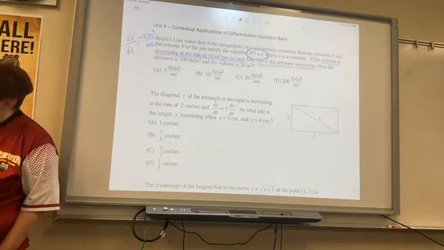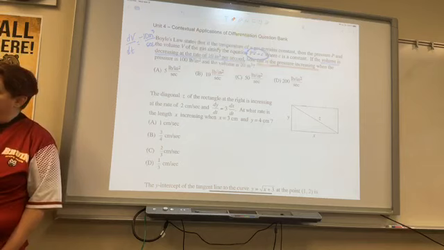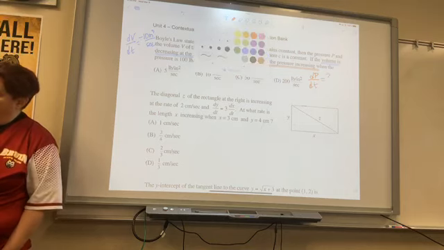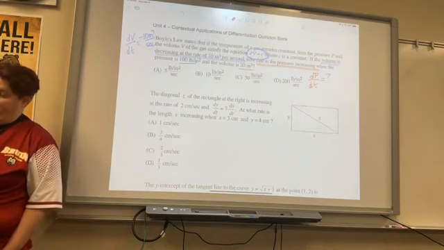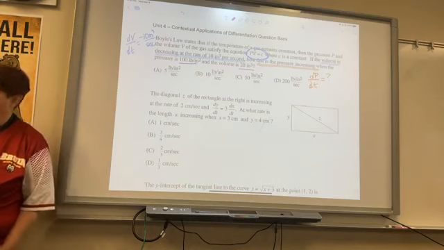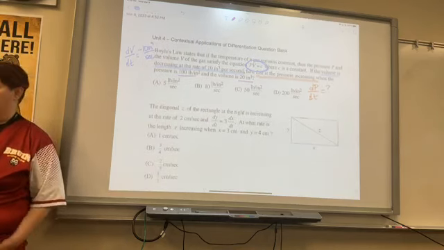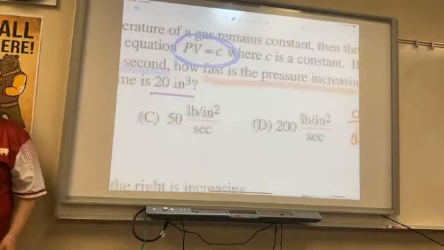How fast is the pressure increasing? What are we looking for? dP/dt equals question mark. I literally taught y'all that. When the pressure is 100 and the volume is 20. Okay, you guys ready? How do we get the derivative of PV equals a constant? Exactly. How do you guys take the derivative of that?